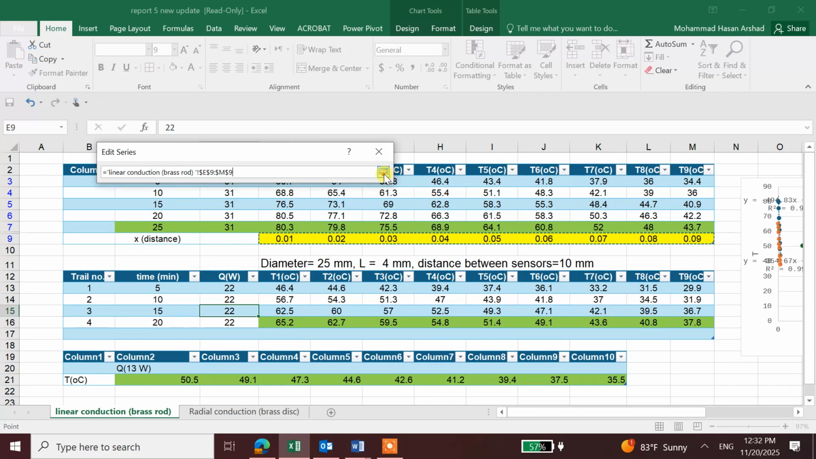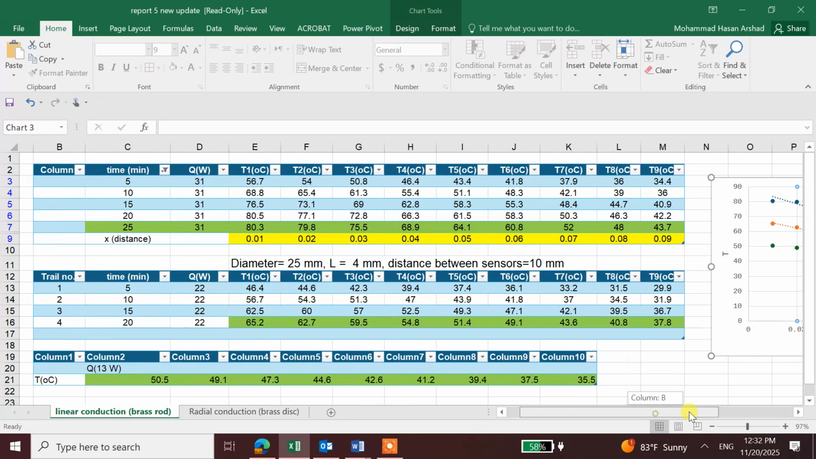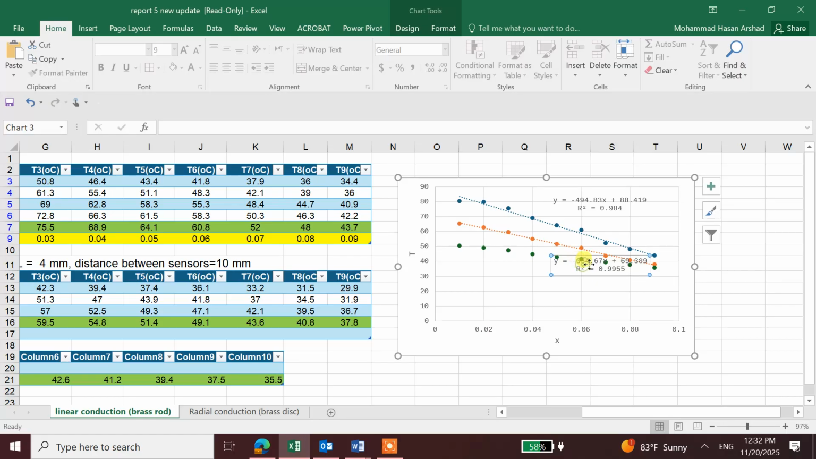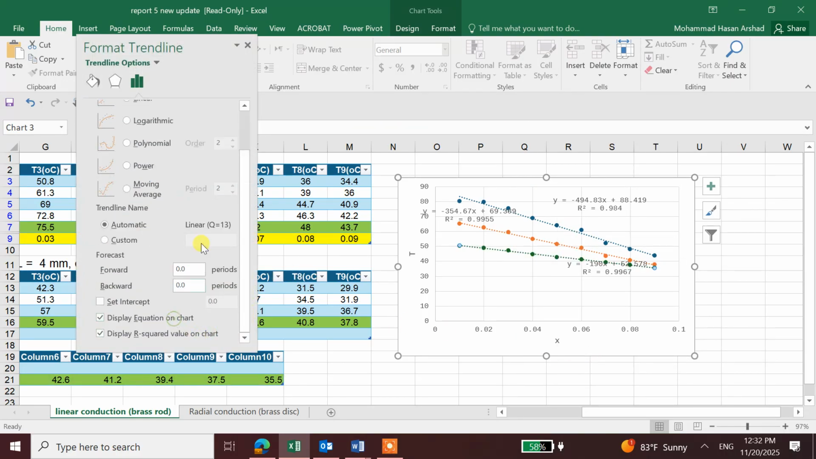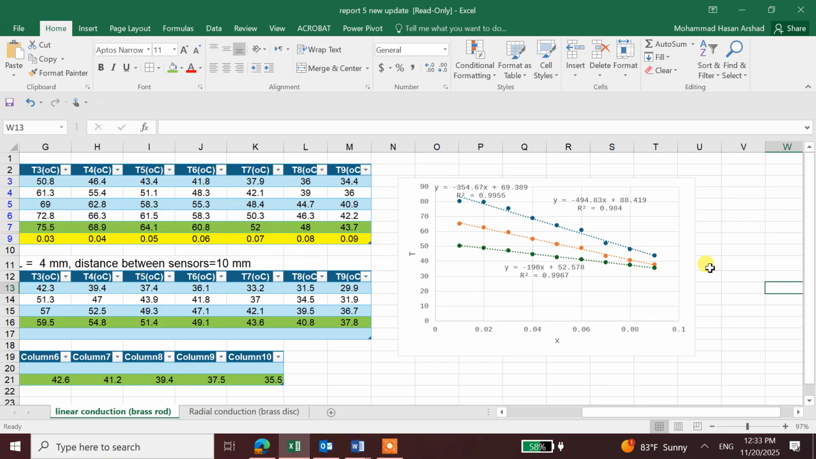X the same, and Q equal 13 watt. So now we can see this is the second one. And third one I can get the data point. Okay, so we have 3 dT/dx for, okay, so if you have 3 dT/dx you can find the k.